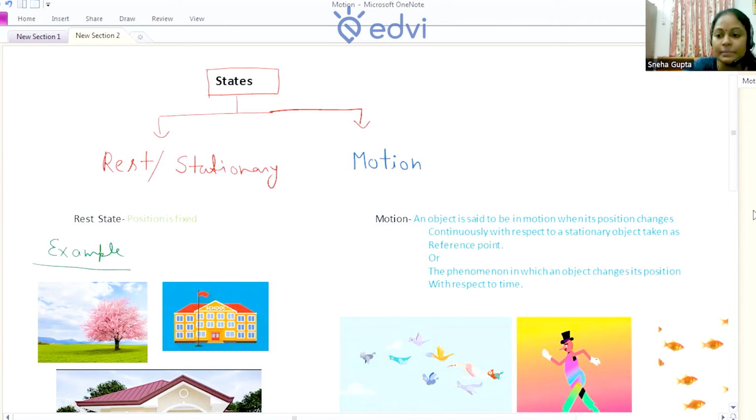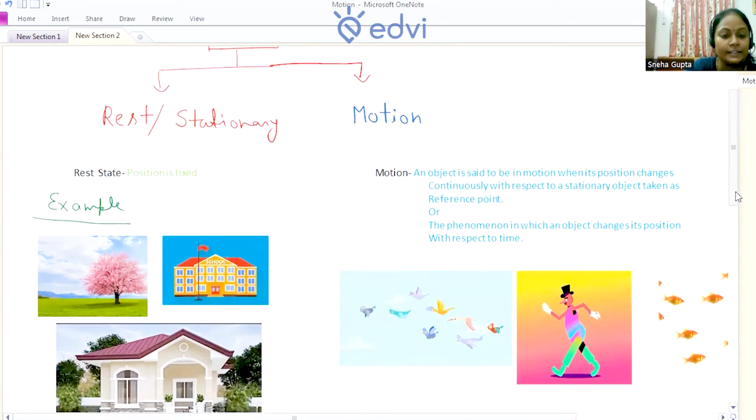So here are some examples of stationary state. Suppose here is a tree. The tree is fixed. A tree is in a fixed position, so a tree is a stationary object. And suppose here is a school, that is also a fixed point.